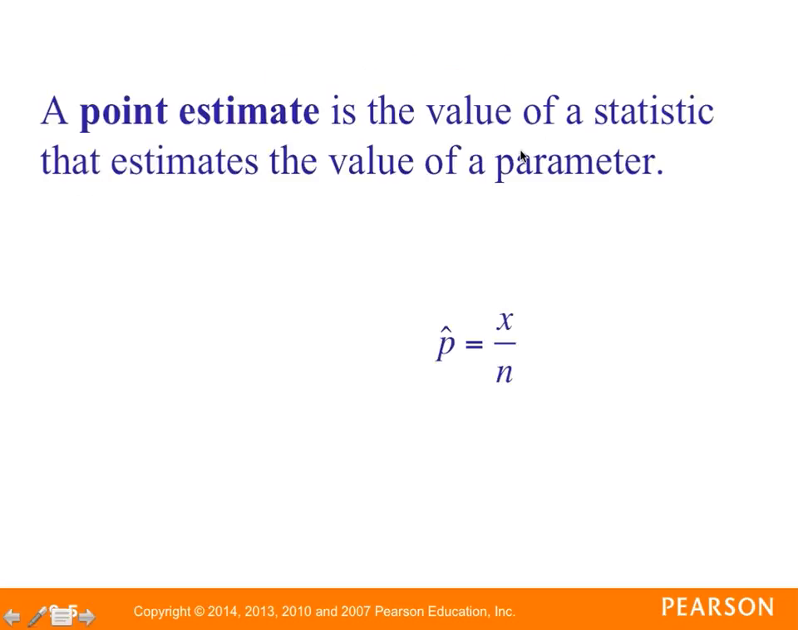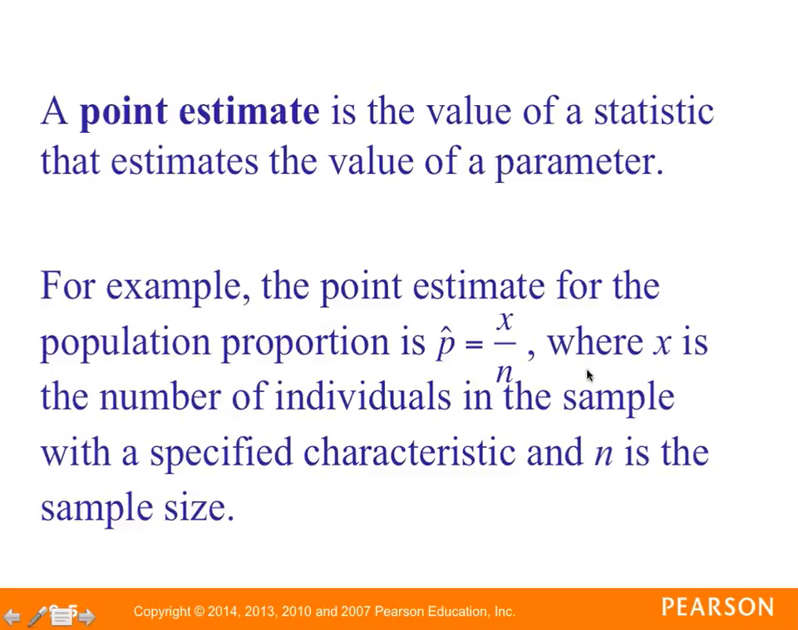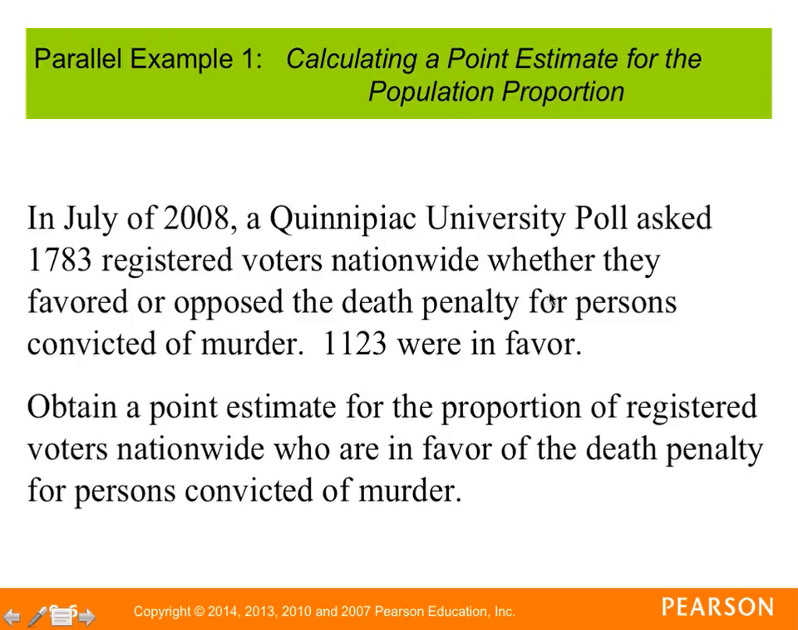A point estimate, and we've done this before, this was in the last chapter as well, is just the value of a statistic that estimates the value of a parameter. And really what we do is we define it as p hat equals x over n, where x is the number of individuals in the sample with some specified characteristic, and n is the sample size. So let's take a look at this one.